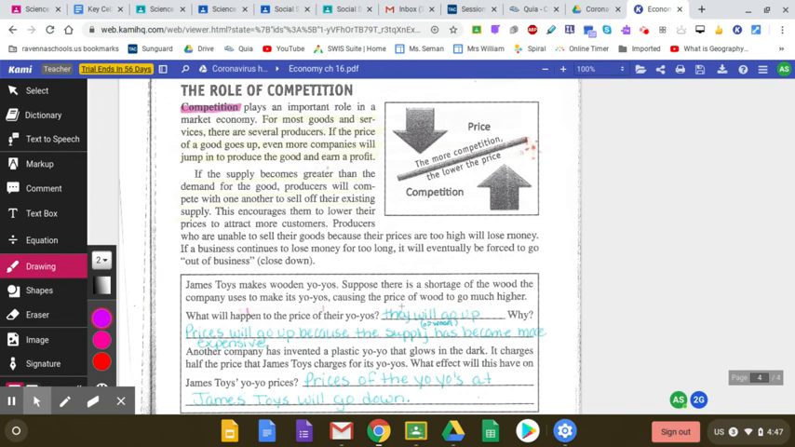The role of competition. They give you a little graph over here with the price dropping down the more competition, and the price going up the lower the supply. Competition plays an important role in the market economy. For most goods and services, there are several producers, and you guys can see that on Amazon. If you go to buy a product, you will see that there are several producers for that one product, and you have to choose which producer you would like to purchase it from.